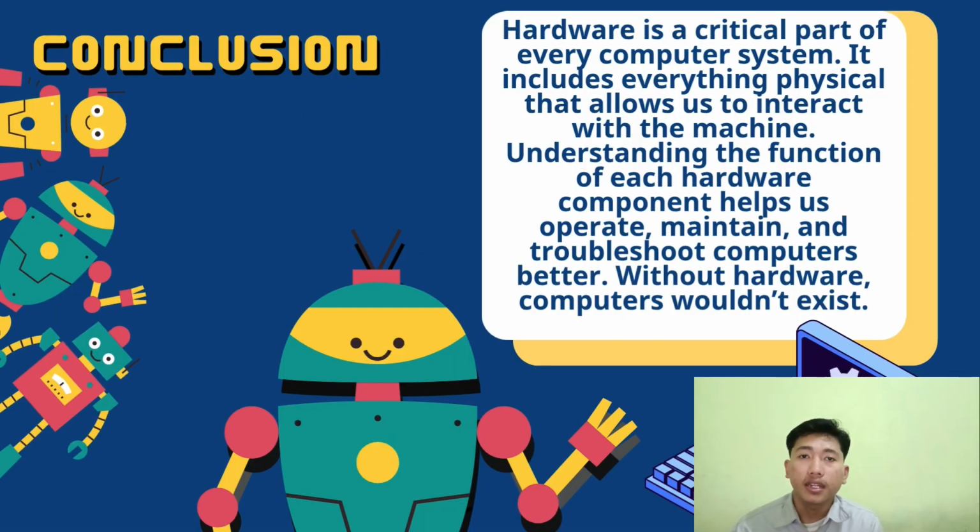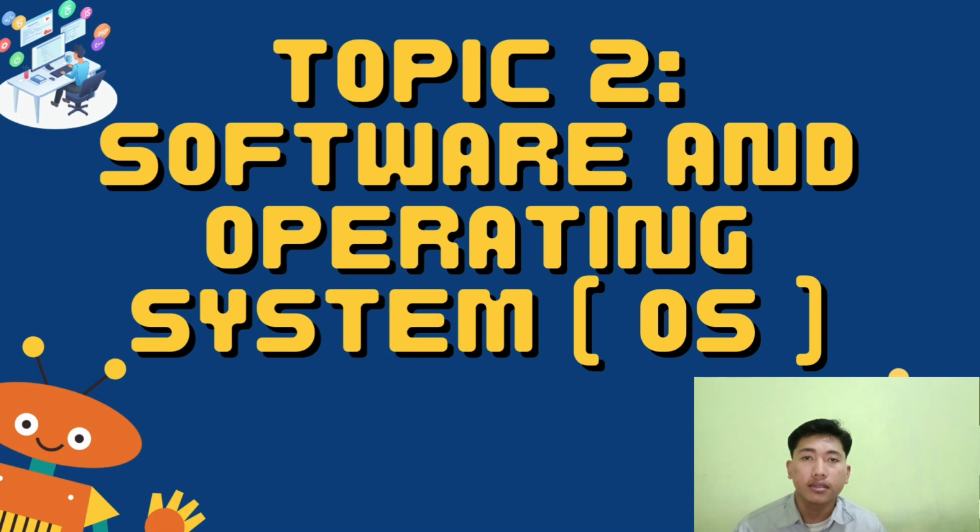Conclusion of the hardware: hardware is a critical part of every computer system. It includes everything physical that allows us to interact with the machine. Understanding the function of each hardware component helps us operate, maintain, and troubleshoot computers better. Without hardware, computers would not exist.